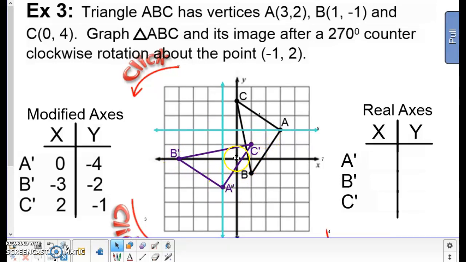Now, of course, we can't use blue axis coordinates for our answers because it's the modified one. It's not real. It's just a tool that we use. So we have to write our final answer based on the actual real axes. So A prime is at -1, -2, B prime is at -4, 0, and C prime is at 1, 1.